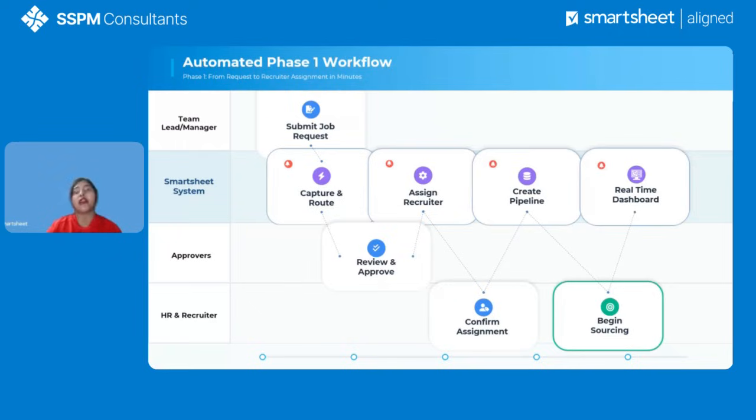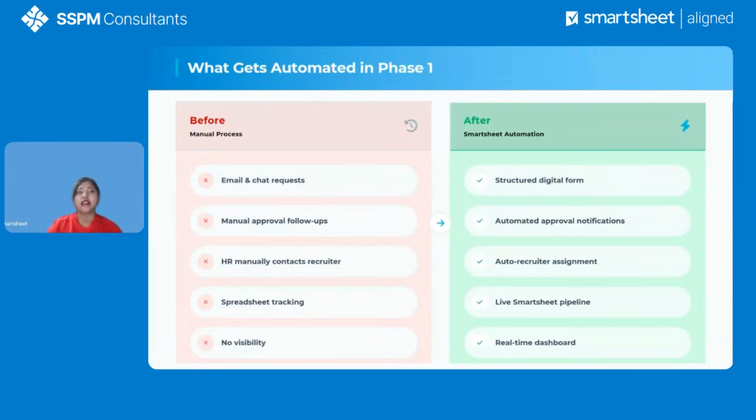So we saw it end to end in minutes. Notice something important here. There are no emails, no follow-ups, and no manual tracking. Let's see what happens before and after, right? Before, we used to have emails and chat requests. Now we have a structured digital form. Before, we had manual approval follow-ups, but now we have automated approval notifications. Before, we had HR manually contacting recruiters, but now he can auto-assign a recruiter just on his phone. And before, we had spreadsheet tracking, and now we have a live Smartsheet pipeline.